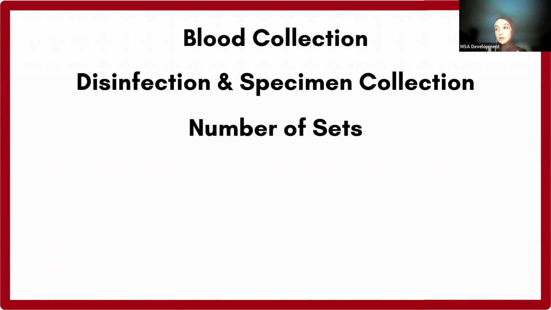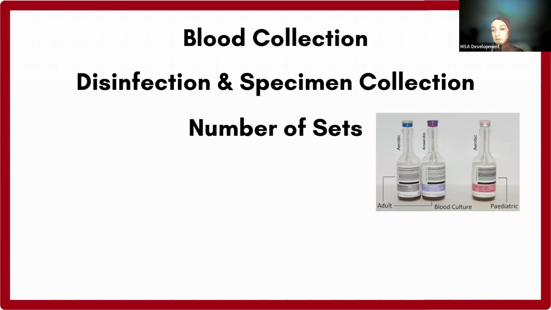Now, the number of sets is 2 to 3 sets. In each set, there will be 1 anaerobic bottle and 1 aerobic bottle, okay? And as I said, each set is from a different venipuncture site, okay? This, as I said, will help us identify if this is a real bacteremia or just contamination. In case of repeating the sets, you have to wait 2 to 5 days approximately, and yeah, that's it.